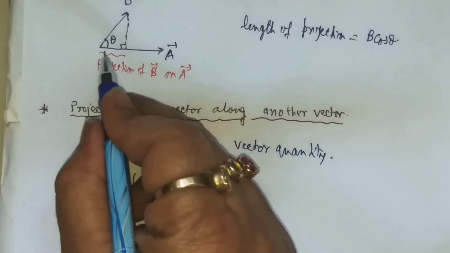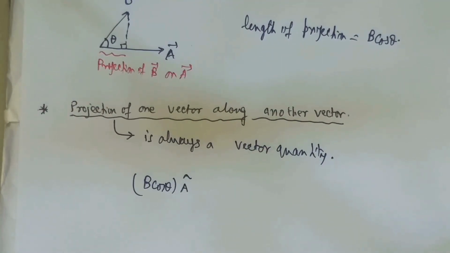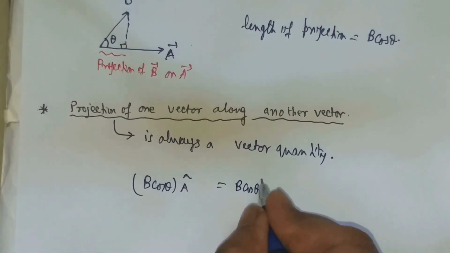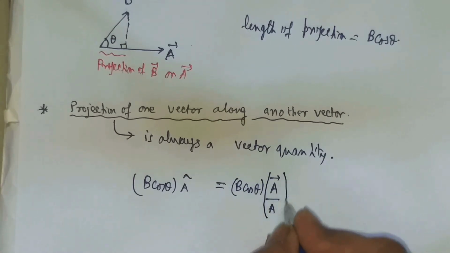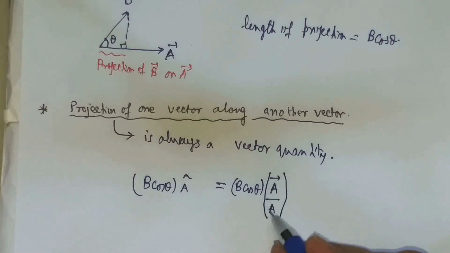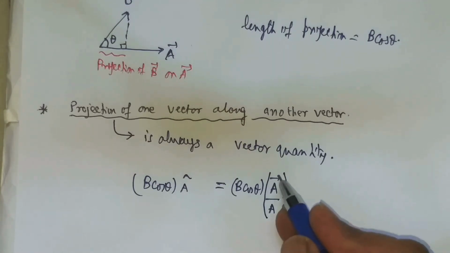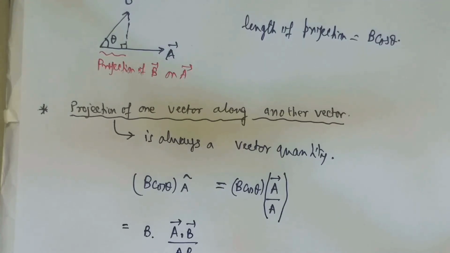But B cos theta along A, that means I have to put a unit vector along A. Now what is the unit vector along A? Any vector, if you divide by its magnitude, a vector A divided by its magnitude, what will you have? As a value you will have 1, but direction cannot be divided. Direction will remain as it is. Therefore, this is the unit vector along A. Now just observe: B, what is cos theta? Cos theta is A dot B divided by AB. And this is A by A.